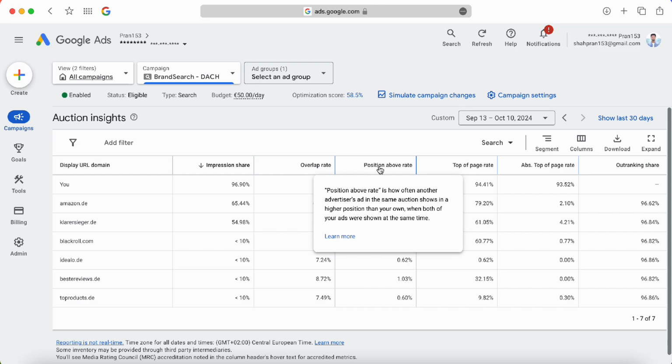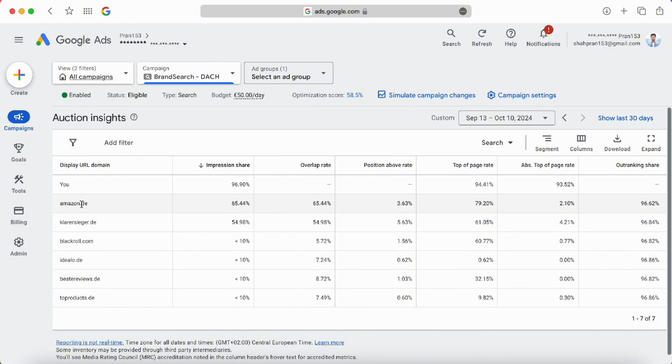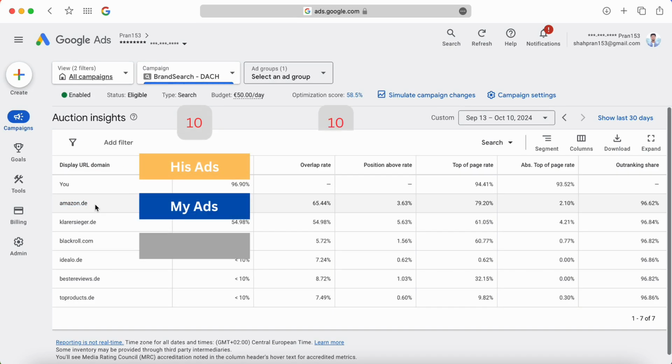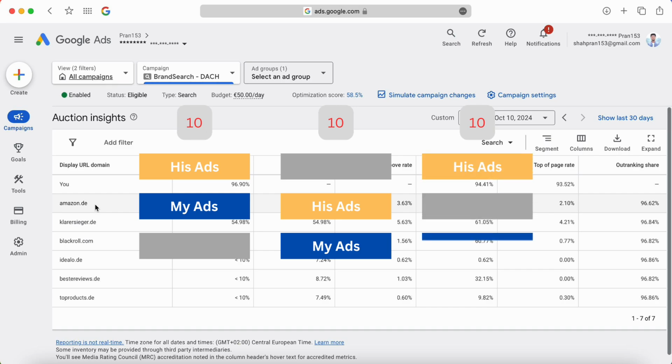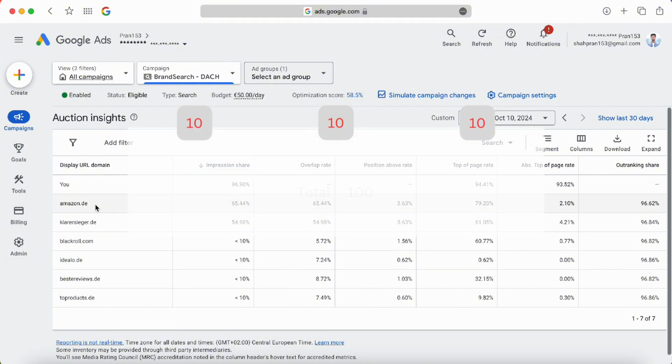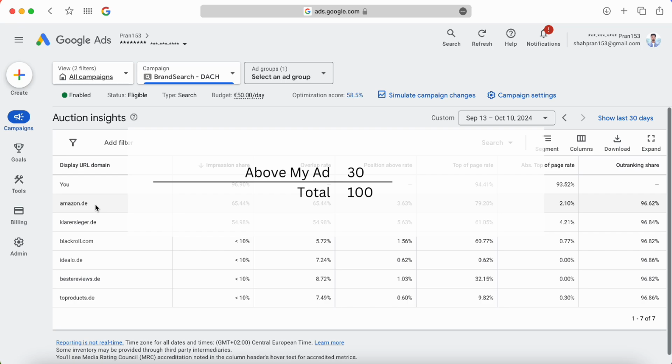Position above rate means the percentage of time my competitor's ad is visible above my ad. Suppose I beat one of my competitors 100 times, out of which 10 times his ad was in the first position and my ad was in the second position. 10 times his ad was in the second position and my ad was in the third position. And 10 times his ad was in the first position and my ad was in the third position. That means out of 100 times his ad was displayed above my ad 30 times. That means his position above rate is 30%.